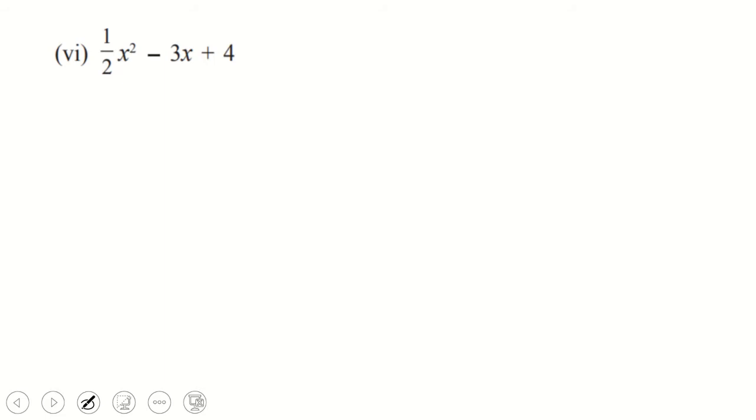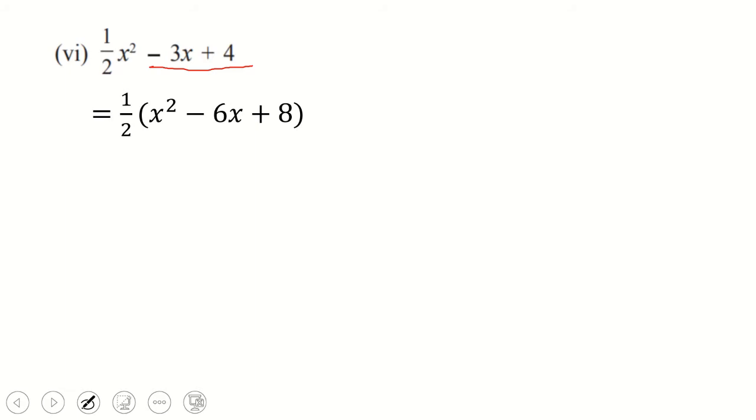But what we are going to do here is we will take out half common from each and every term. So see, in the next step half is taken out common. So what we got in the bracket: x square minus 6x plus 8. See, the remaining two terms, these minus 3x plus 4, we have doubled. We have written it as minus 6x plus 8. Now you can see that this is easier to factorize.